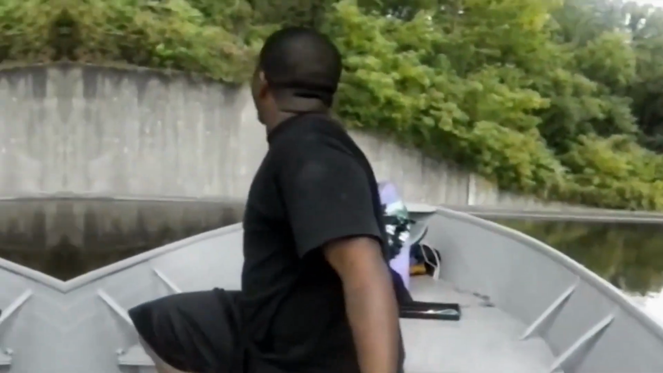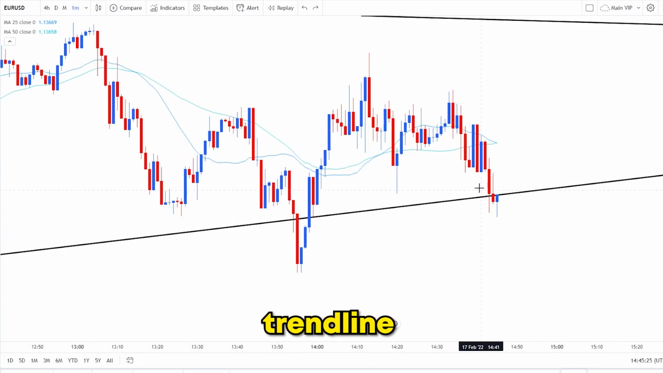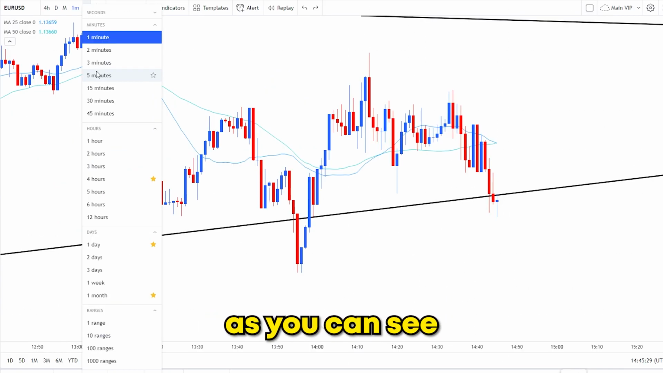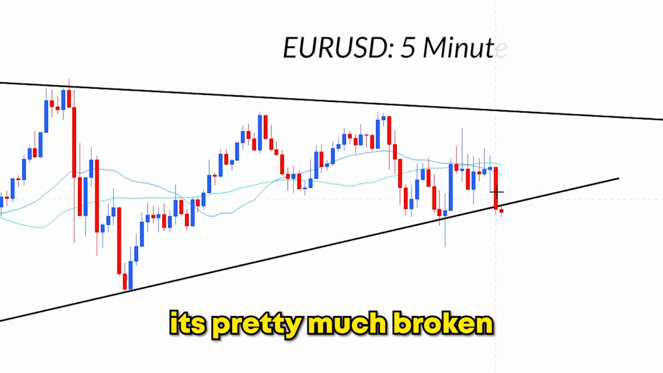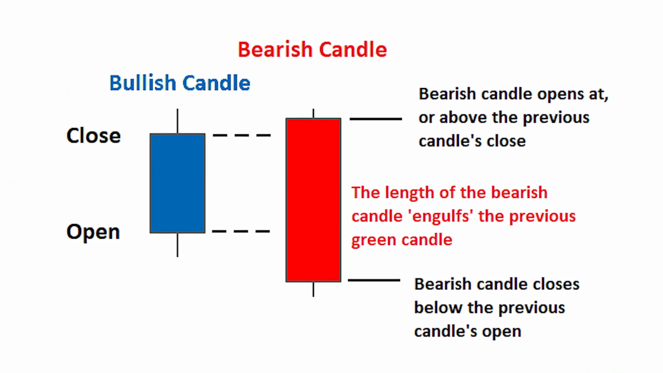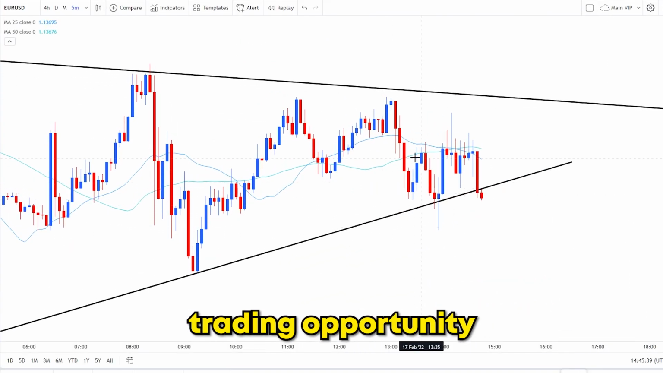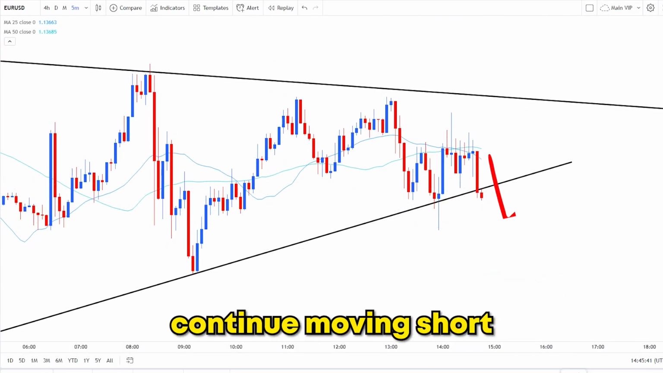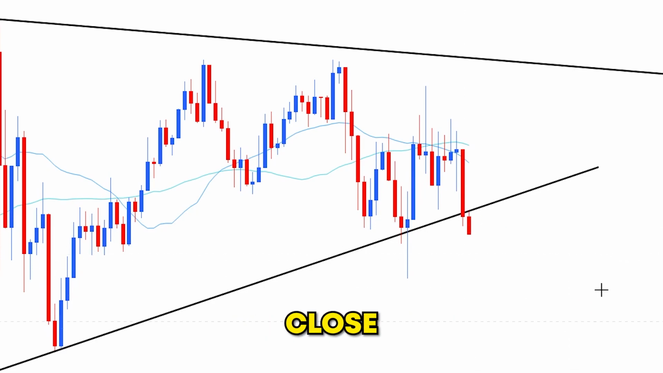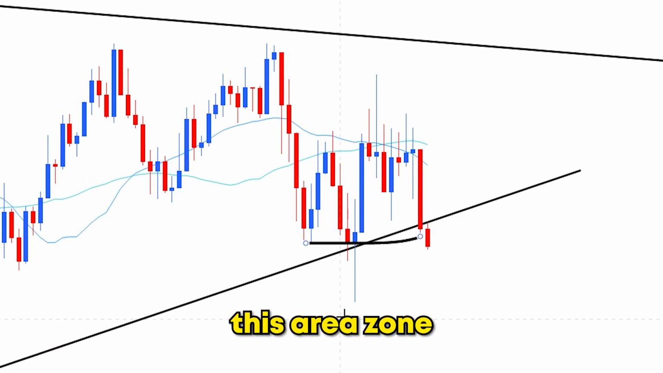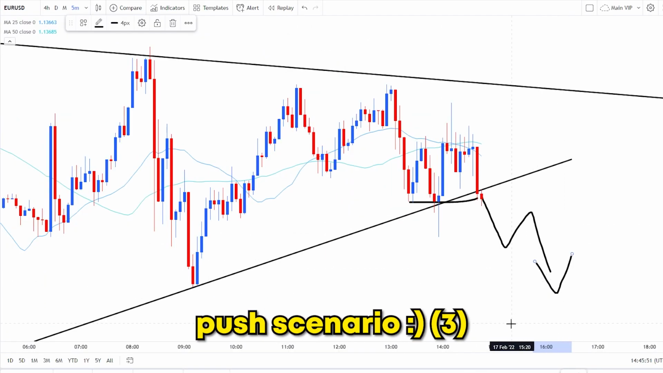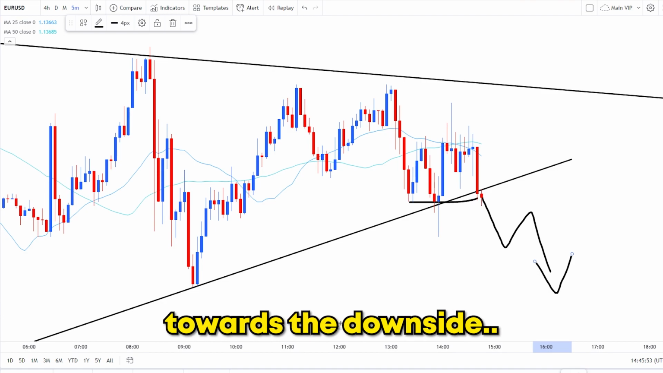It goes down. It just broke this area trend line. Push exhaustion, push scenario very likely is gonna happen. As you can see, the 5 minute time frame pretty much broke the trend line with a nice strong bearish engulfing candle. This is a good trading opportunity for us to continue moving short. And if this new candlestick manages to close even below this area zone, you can bet that we're gonna have yet another push exhaustion scenario and we're gonna move towards the downside.